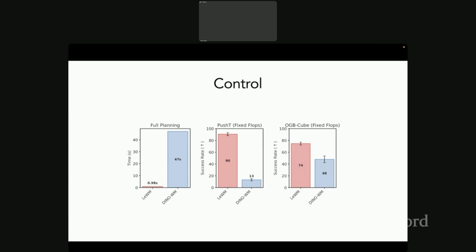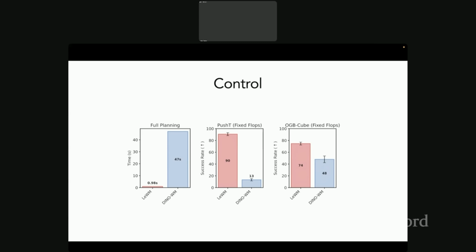As for us, with LeWorldModel, we have a single embedding representing the latent state, because we just use the CLS token of the encoder, and this, plus some other tricks, allows us to do it. We didn't optimize a lot for that. We could go a lot lower than this, but we can get a full planning time under a second, which is very nice. It's almost 50 times faster.